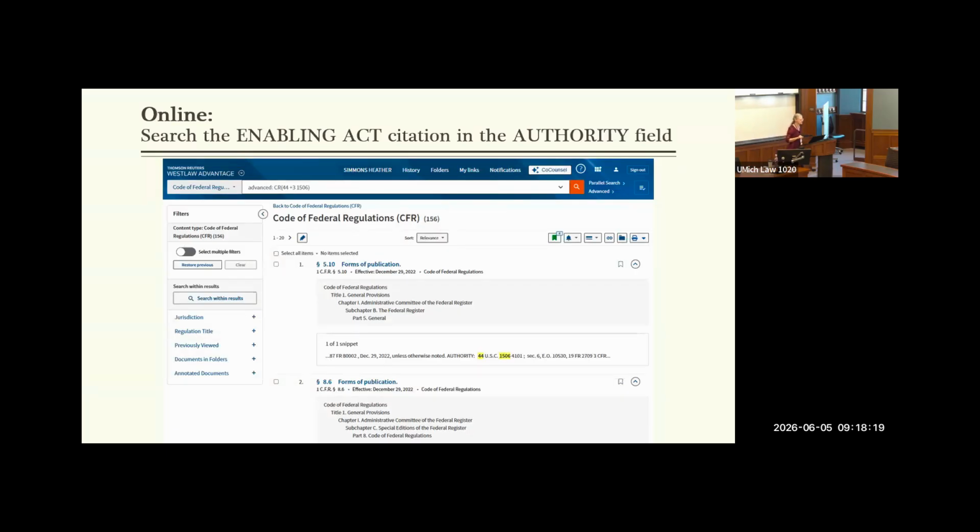So this is CR(44 +3 1506), which is the way to search a statute, is to use the +3 connector. So this is Westlaw, and this is about the publication of the Federal Register and the National Archives.